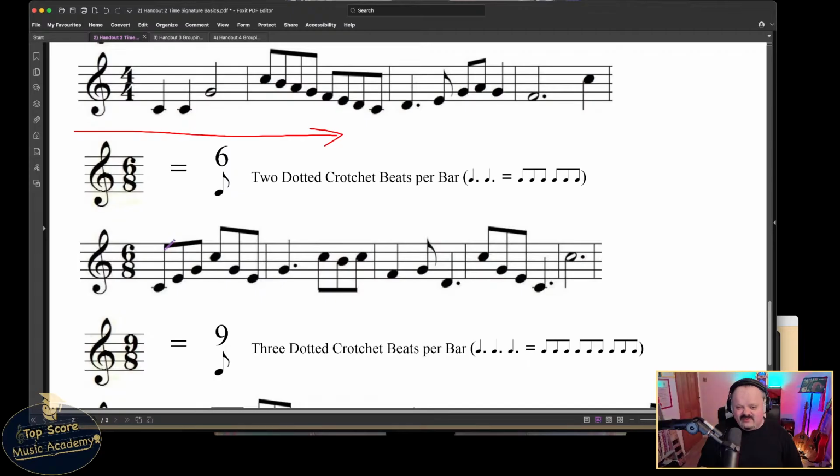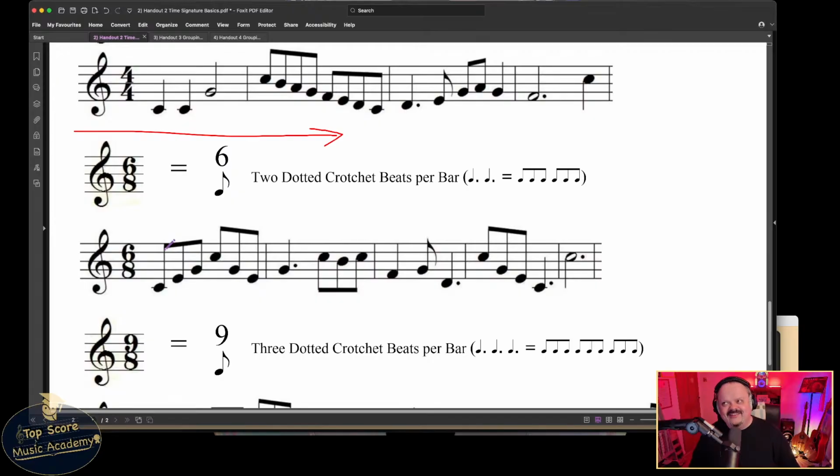Not a real piece of music at all. 1, 2, 3, 4, 5, 6. 1, 2, 3, 4, 5, 6.